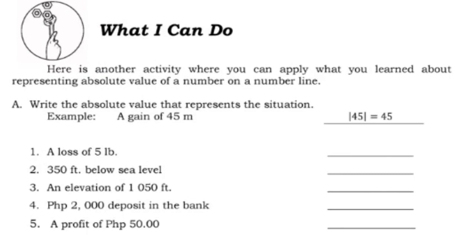Next is what I can do. Here is another activity where you can apply what you have learned about representing absolute value of a number on a number line. Write the absolute value that represents the situation. Example here, a gain of 45 meters. So absolute value of 45 here is equal to 45. Your clue here is the given phrase. Gain is positive, loss, negative, below, negative, elevation, positive, and so on.